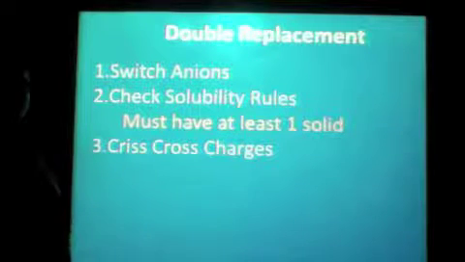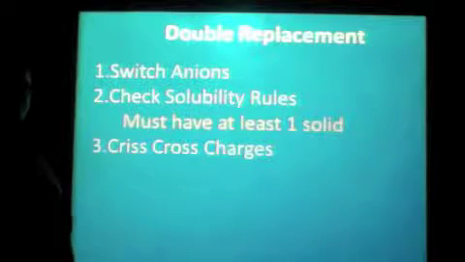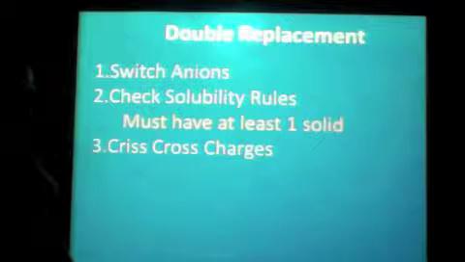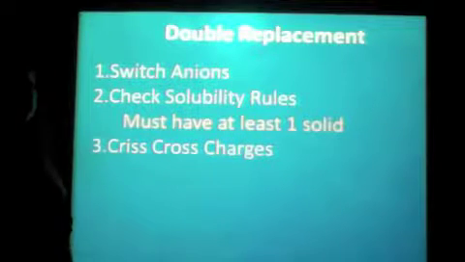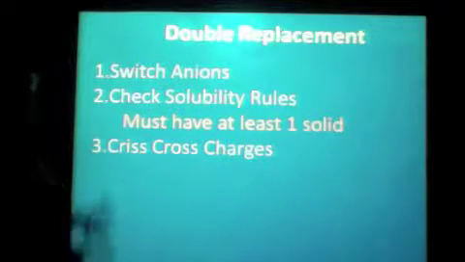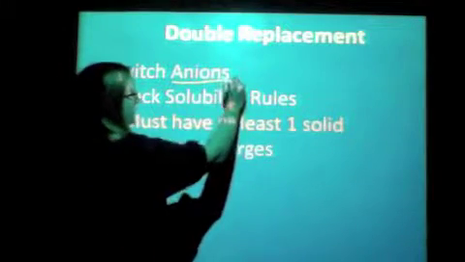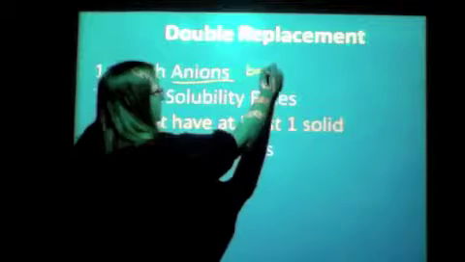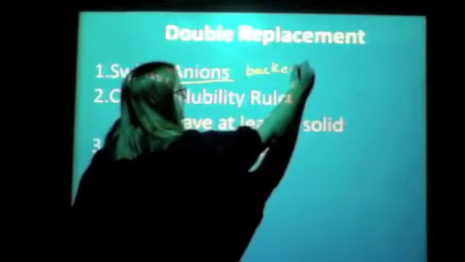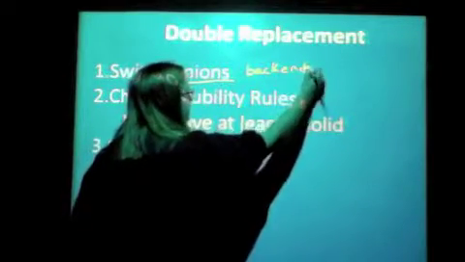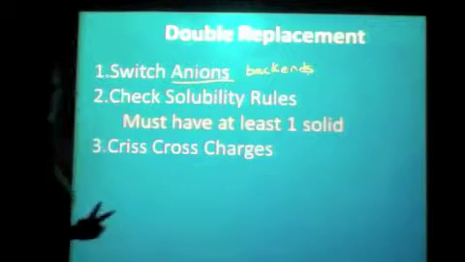This is the video for solving for the products of a double replacement reaction. So again, I'm going to give you the reactants. You have to tell me what the products are going to be based on these steps. Step 1, switch the anion. The anions are always the back ends. So you switch the back ends.